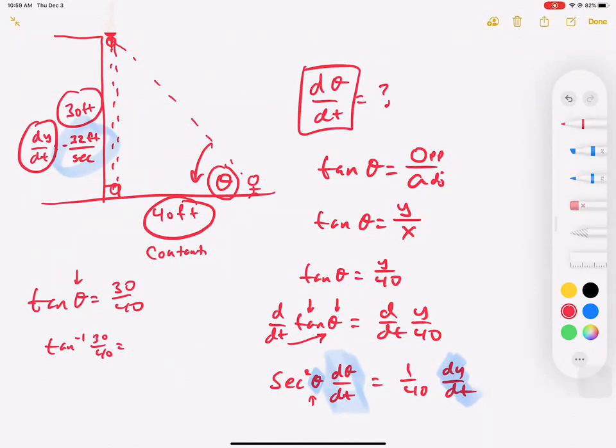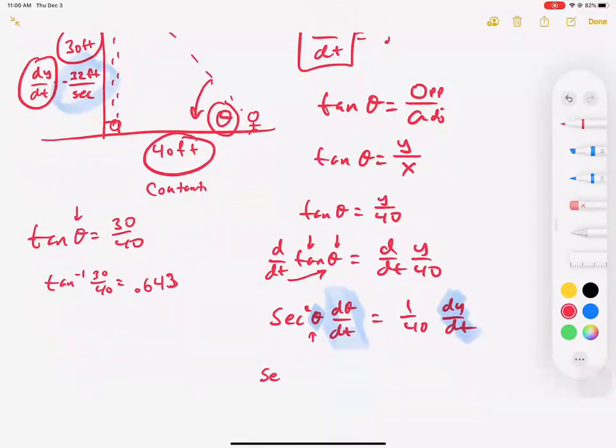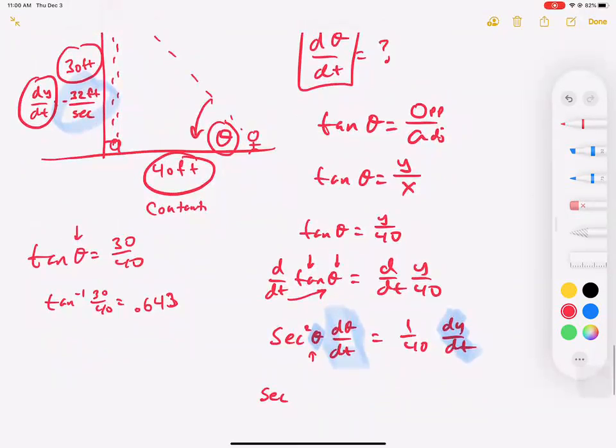Making sure I'm in radians. 30 divided by 40 equals, and then we're going to shift tangent that. And my theta is 0.643, okay? So we're going to take the secant. Oh, you know what? We could have done that. Or here's something kind of cool. If I could write this, 0.643. Okay, that's one thing we could do.